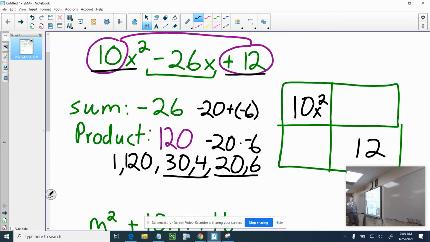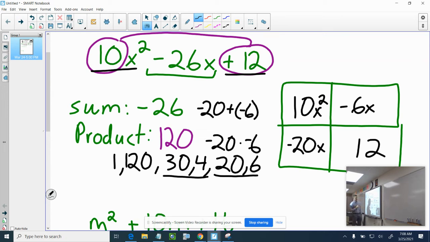Now, I want you to be very careful because it's okay to get the numbers right, but then we have to make sure our signs, either a plus or minus, are correct as well. So my two numbers are negative 20 and negative 6, so I put those in: negative 20, and remember I'm going to have an x here, and negative 6x.